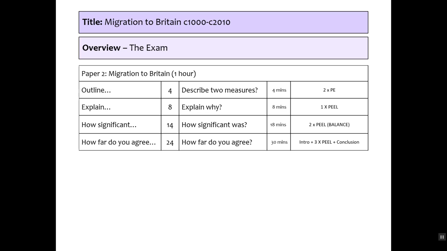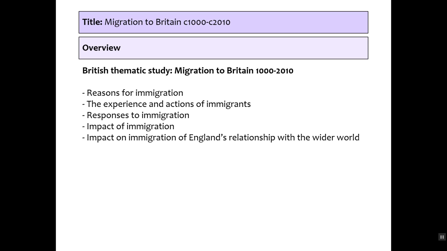And for the 24 marker, you should be aiming for an introduction, a conclusion, and for 3 substantial paragraphs at the very least. Now, that's not to say if you can write more than that, you shouldn't limit yourself, but that's a good place to start. So let's get into it then.